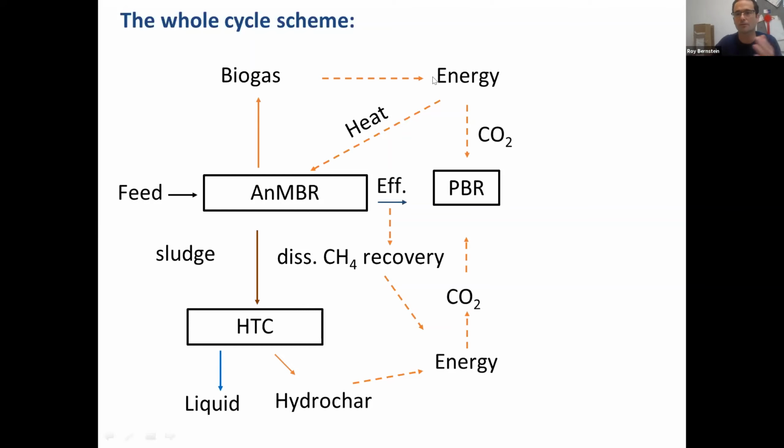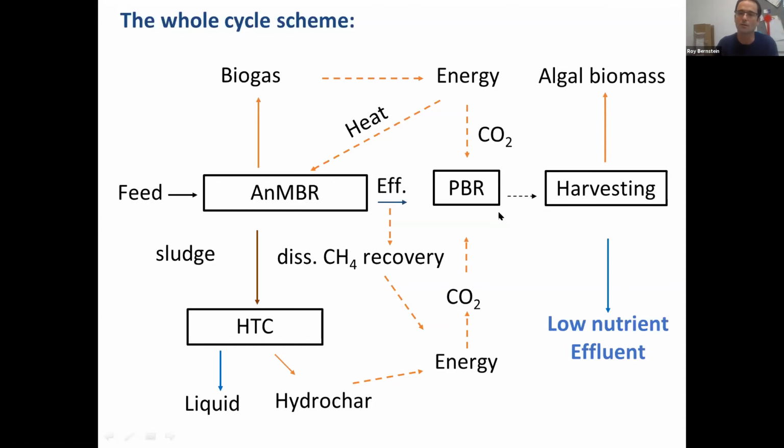So the biogas can be converted to energy, which can produce heat. Then we can take it to the AnMBR. And also CO2, which can be fed to the photobioreactor where we grow the microalgae. In the effluent, we need to recover the methane, which is also dissolved in the effluent. And then we can also produce energy and CO2. From the PBR, we took the microalgae and harvested them, but using a centrifuge is not very economical. We need to think about other alternatives. And then we took the biomass and also the effluent, and we analyzed everything.